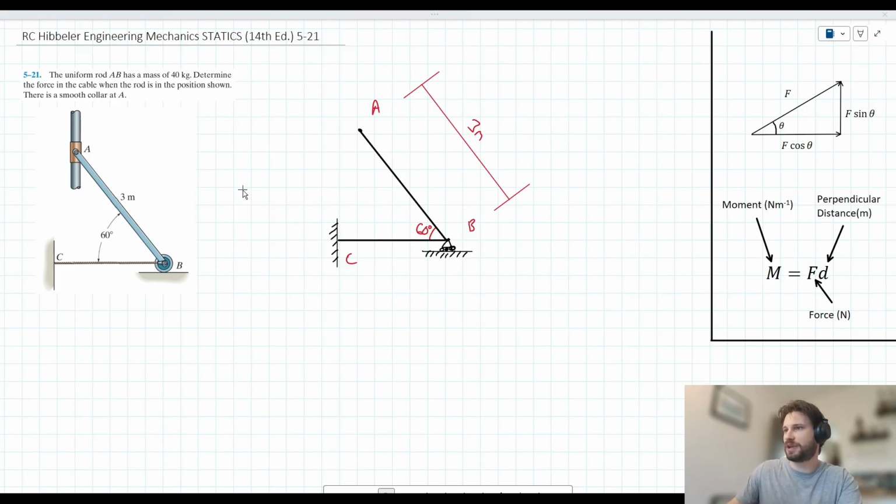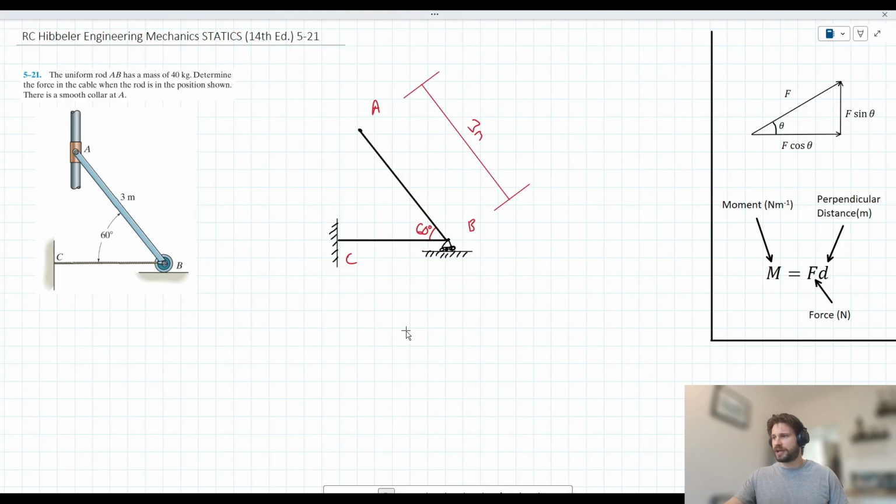So we have this problem from chapter 5 here, which is saying the uniform rod AB has a mass of 40 kilos. Determine the force in the cable when the rod is in the position shown. There is a smooth collar at A. Okay, so I've replicated our diagram on the right hand side here just so that I can make all kinds of scribblings all over it.